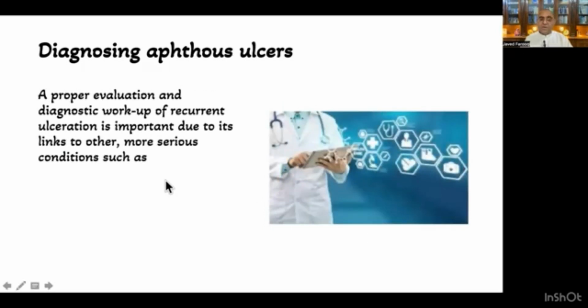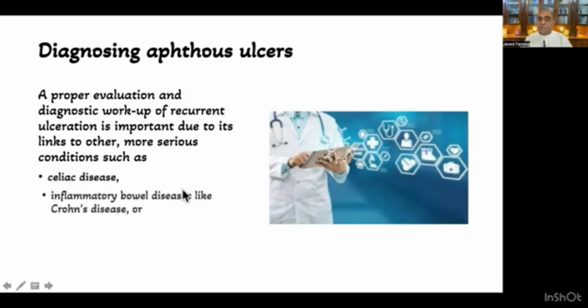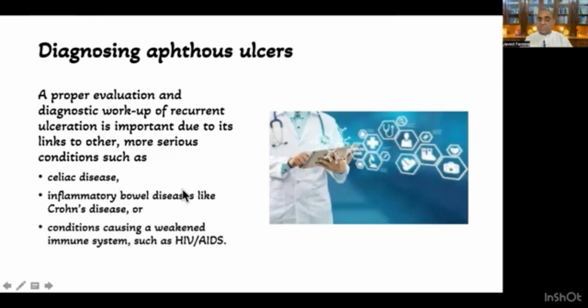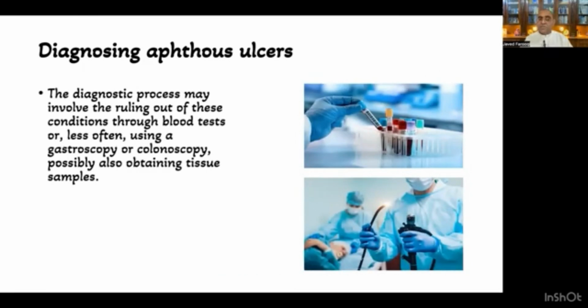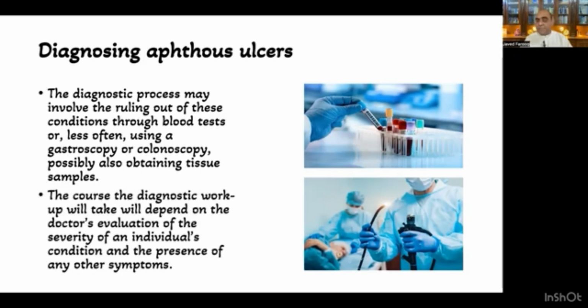A proper evaluation and diagnostic workup of recurrent ulceration is important due to its links to other more serious conditions such as celiac disease, inflammatory bowel disease like Crohn's disease, or conditions causing a weakened immune system such as HIV and AIDS. The diagnostic process may involve ruling out these conditions through blood tests or, less often, using a gastroscopy or colonoscopy, possibly also obtaining tissue samples for biopsy.